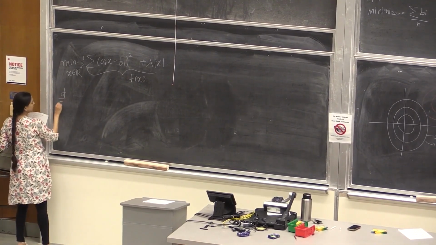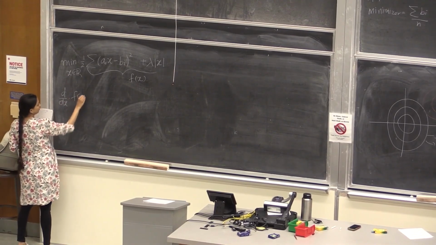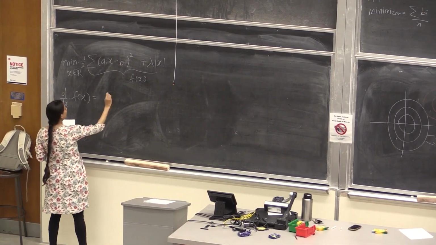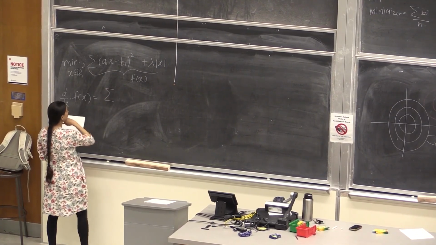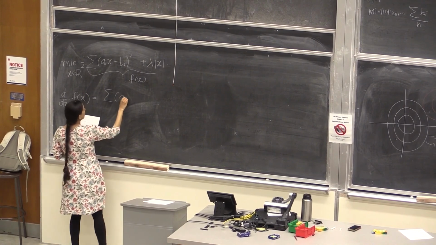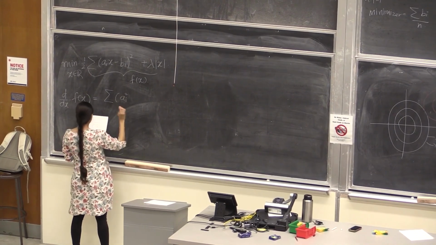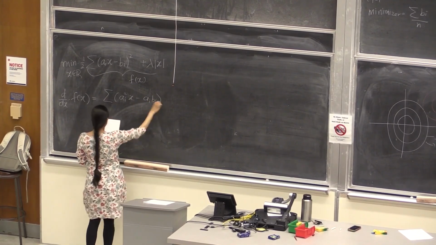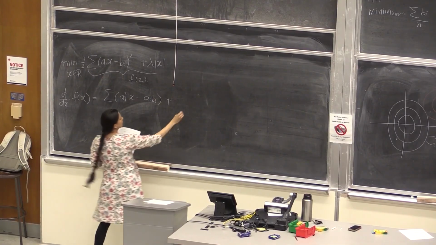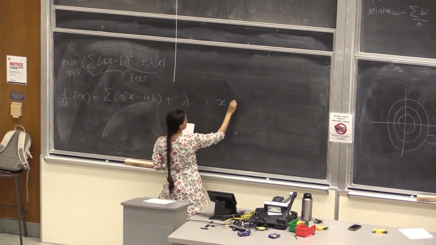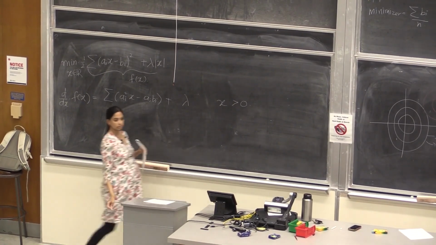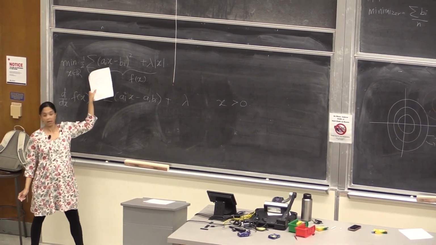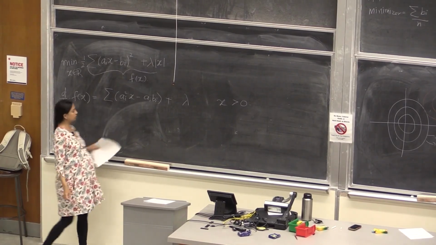So if I consider d by dx of f of x, what is this thing equal to? I have this equal to the sum of a_i squared x minus a_i b_i, and then I get a plus lambda if x is greater than 0, right? This is trivial to differentiate. We've done this so many times. The kind of tricky term is this one.